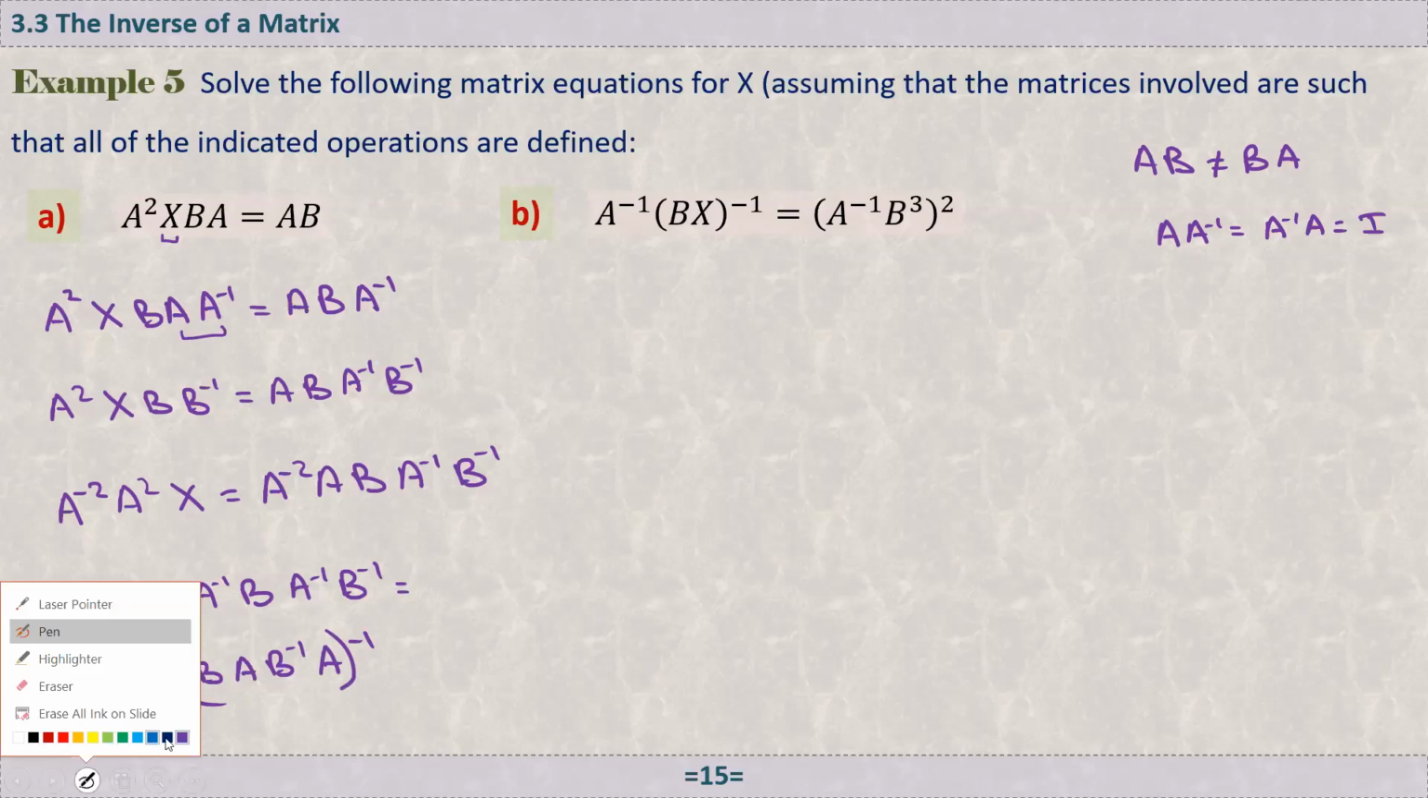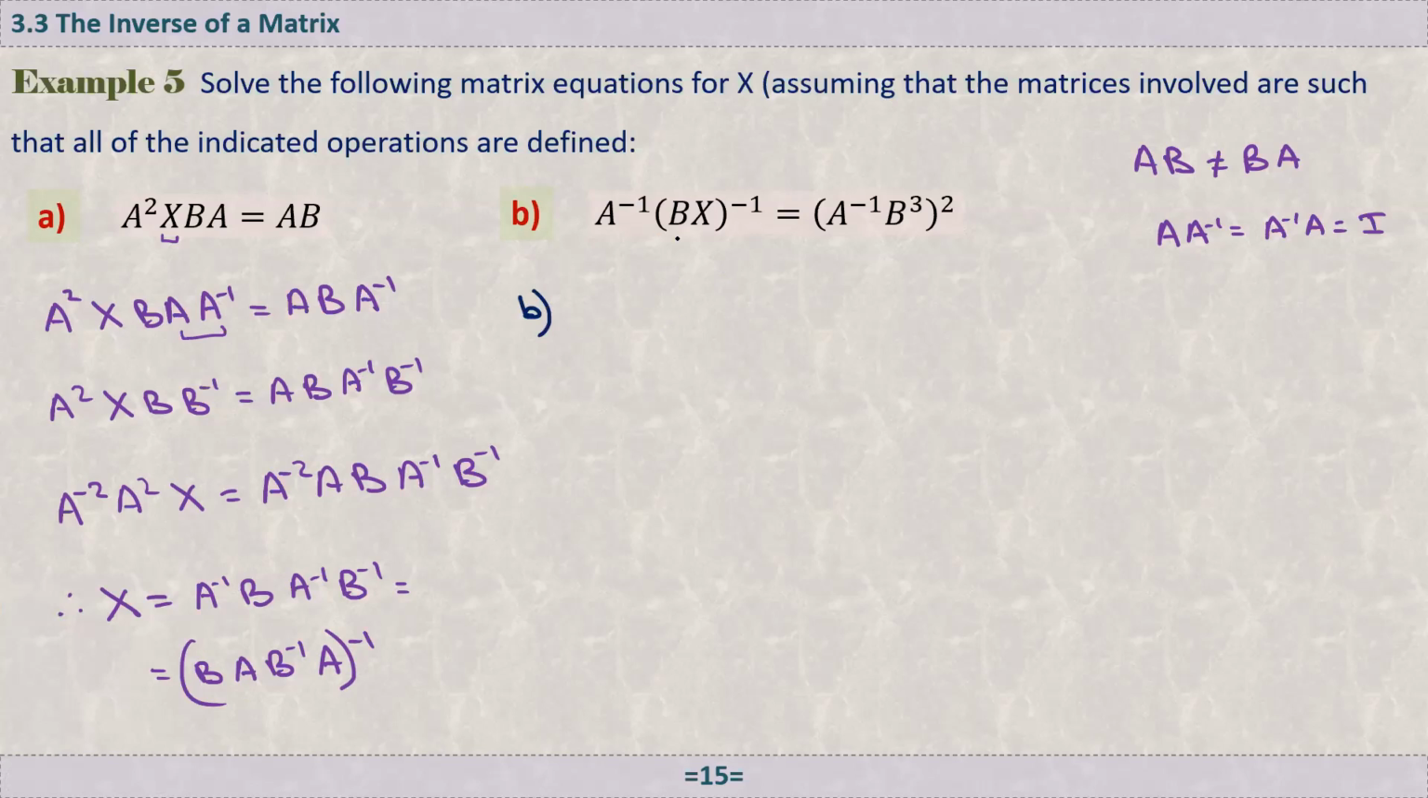For part B, let's use a bit different color. In a similar way, so we need to leave x here, right? So first I should multiply both sides by a on the left to eliminate this a. When we do so, here we have a inverse, so here we have bx inverse. On the right, here we have a, and here we have a inverse b cubed, and here we have 2.